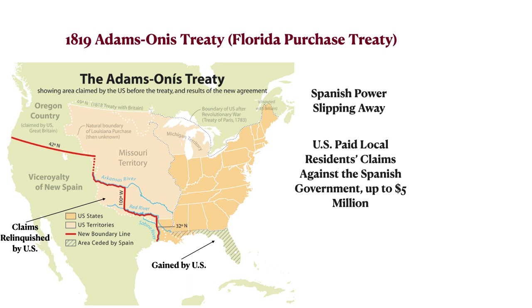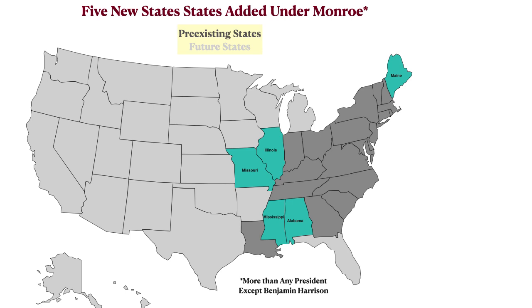So again, just to show you the Adams-Onis Treaty, Adams because it was negotiated by John Quincy Adams, or the Florida Purchase Treaty, and you could see the extensive areas gained by the United States. Not only did the United States gain territory under Monroe and John Quincy Adams as Secretary of State, but 5 new states were added. So I show here in the dark gray pre-existing states, future states in light gray, and then these 5 states that are added. And that's more states than any other president except Benjamin Harrison in the 1880s.